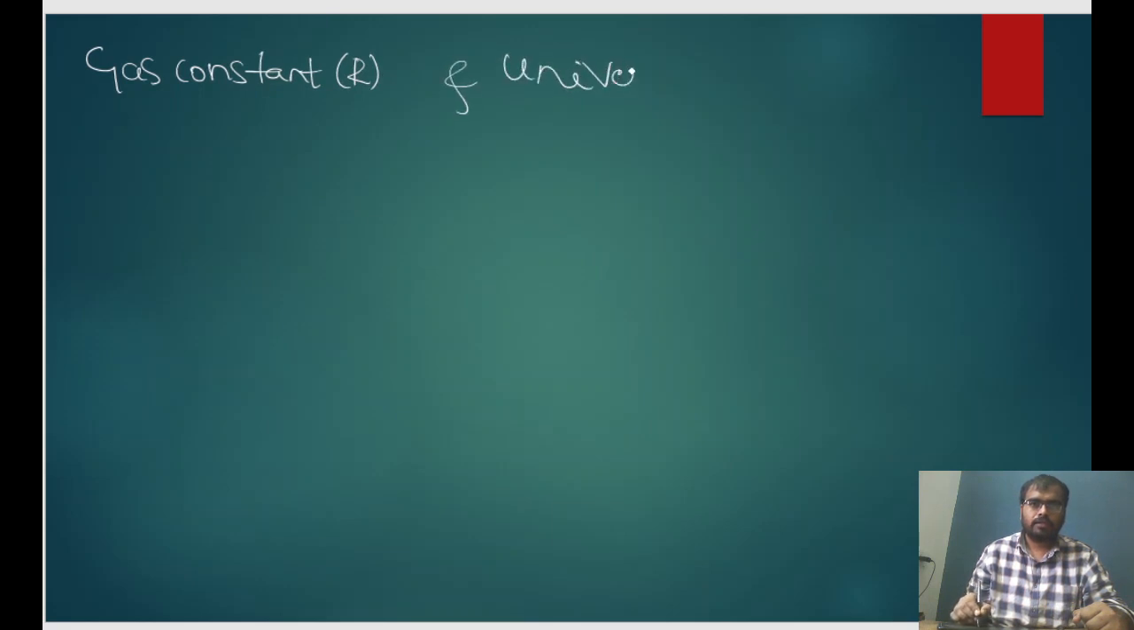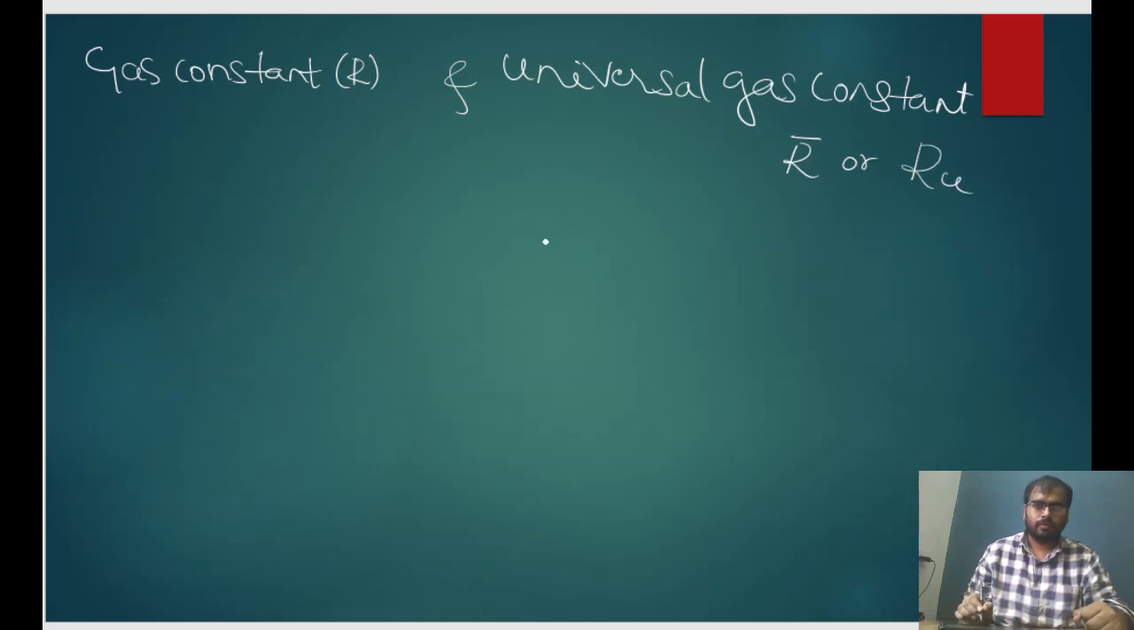The next concept is the universal gas constant and the gas constant R. Sometimes some books give it as R bar, or in some books as Ru. Whichever you can take.